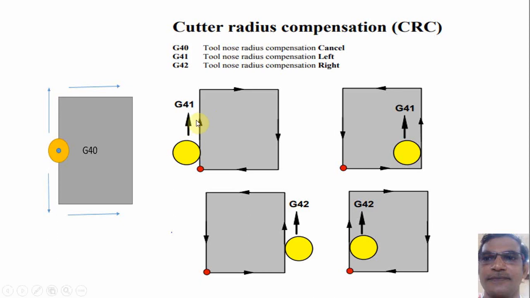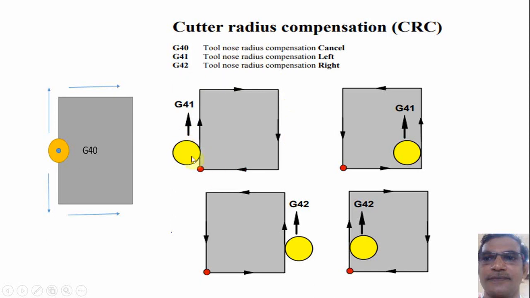Sometimes we have to maintain the dimension of the profile, inside or outside. Say this dimension we have to maintain, and the outside material is to be removed. At that time the cutter has to come outside of the profile. Outside only it has to rotate, it may be clockwise or anti-clockwise.